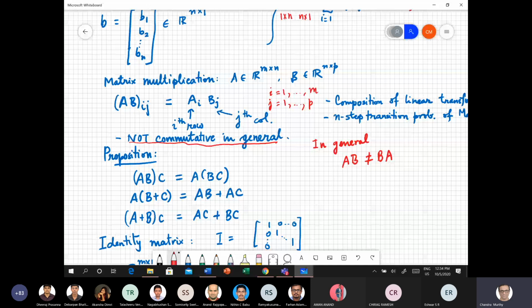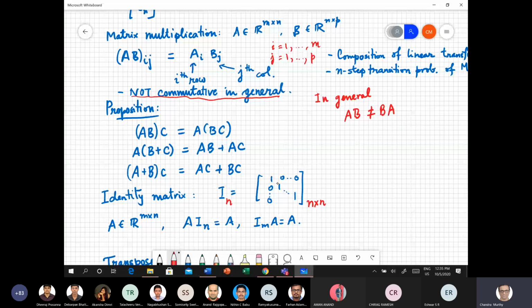Another very important matrix we'll be using in this course is the identity matrix. This is denoted by I. If this matrix is N cross N, and where there may be room for confusion, I may write I_N to denote the N cross N identity matrix. It's the matrix that has ones along the diagonal and zeros everywhere else. It has the property that if A is M by N, then A times the N cross N identity matrix is equal to A, and the M cross M identity matrix times A is also equal to A.